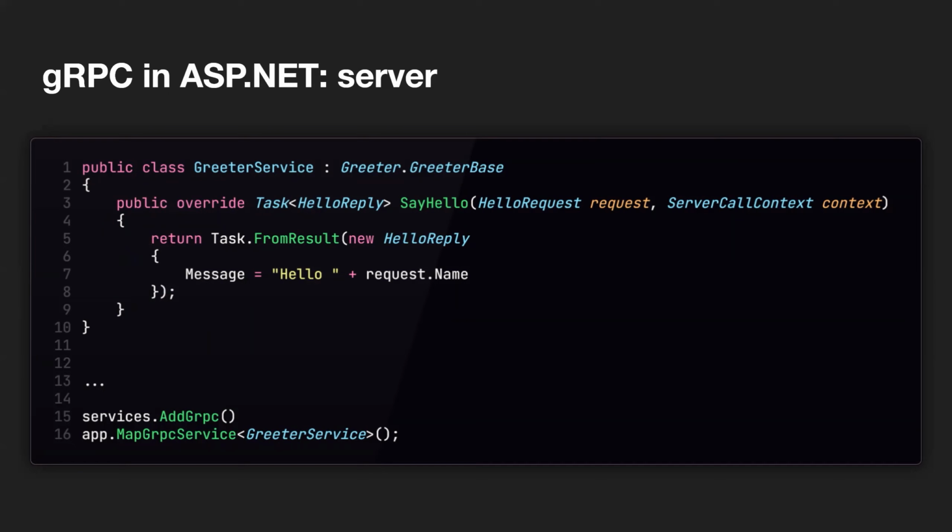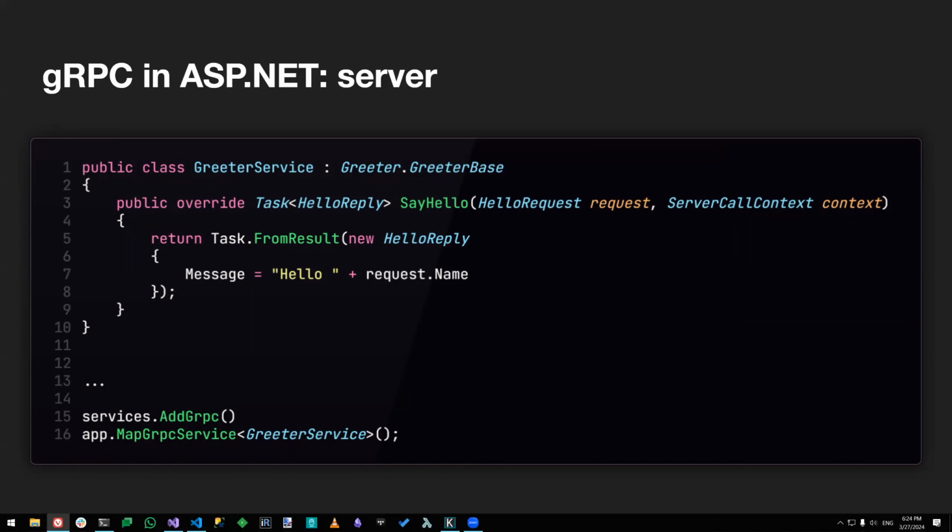And then in order to register this in ASP.NET, first we have to call AddGrpc. This adds the necessary services to dependency injection. And I missed the semicolon here, I'm realizing it now. You also have to call this MapGrpcService method, which actually registers this service into the ASP.NET pipeline so that it will host this service.